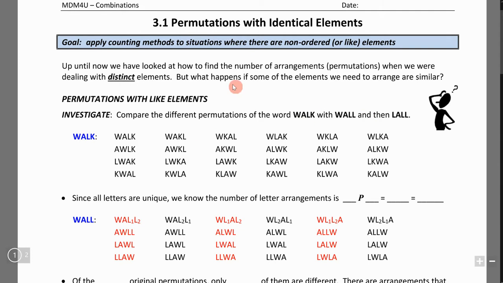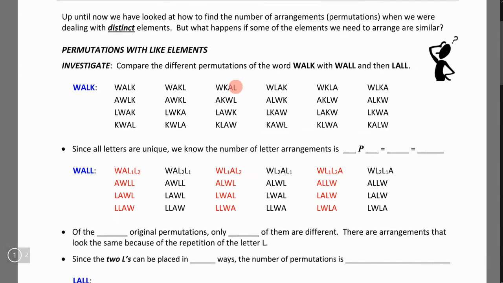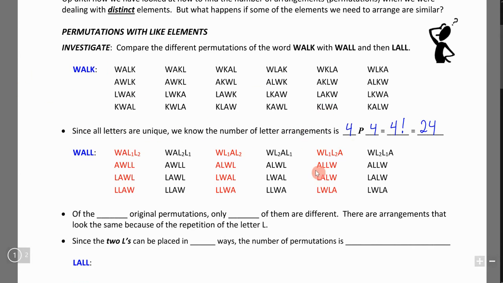If we simply do 4P4, we can find the total number of permutations, or you can just count them in here. Or we can just say 4 factorial, which is 24. So we have 24 different ways of arranging these four letters in the word WALK. Remember, they're all unique letters, so we have a unique number of arrangements.